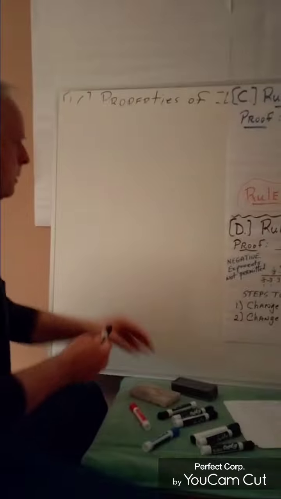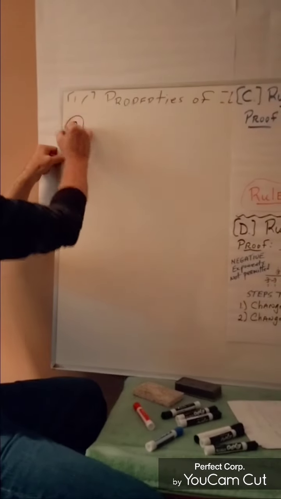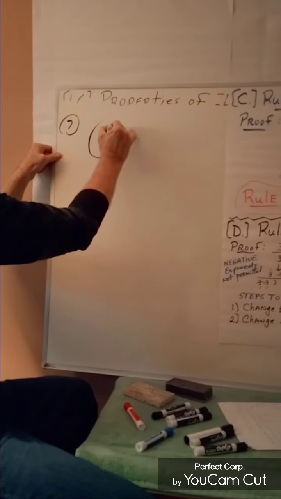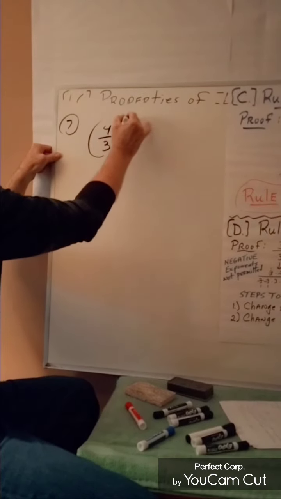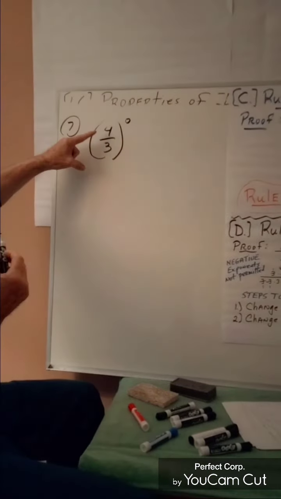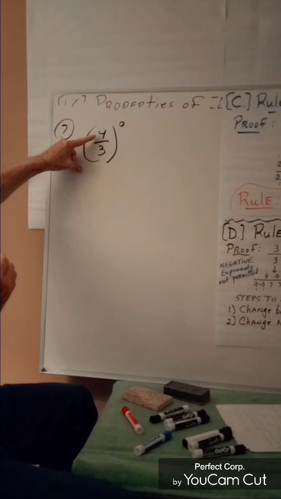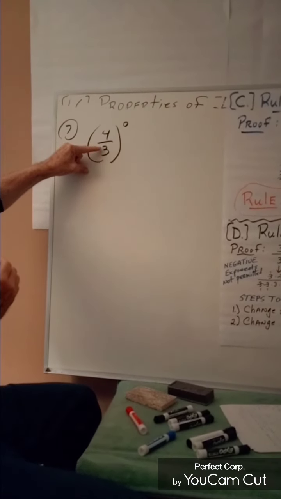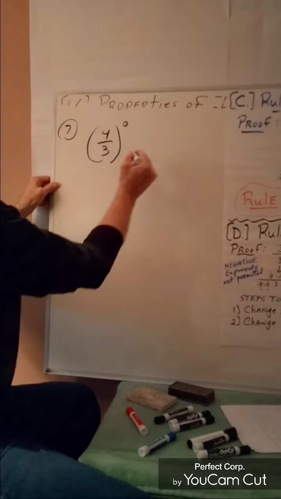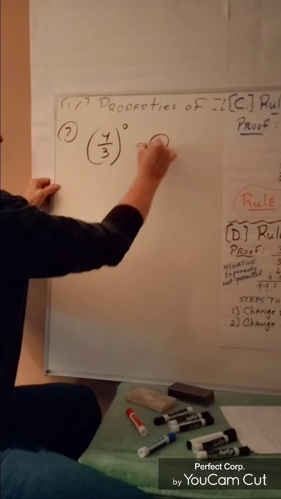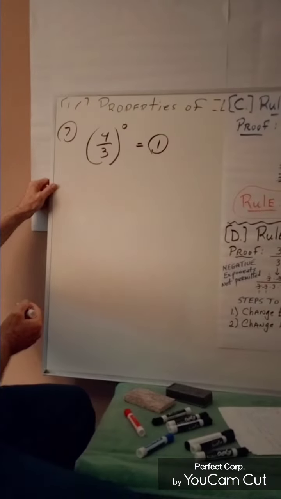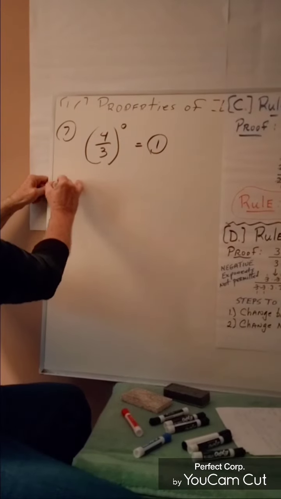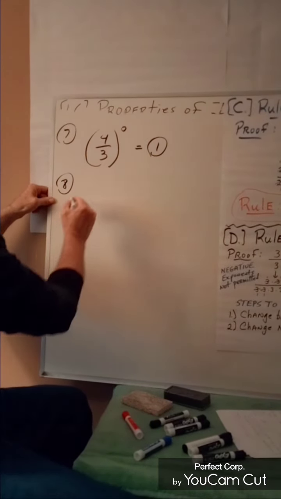Number 7. No big thing, but I'm just trying to cover bases here. Here's our non-zero base. It just happens to be a rational number. Doesn't matter whether it's positive or negative. To the 0, 1. And then finally maybe this one. And then we'll close off this one.